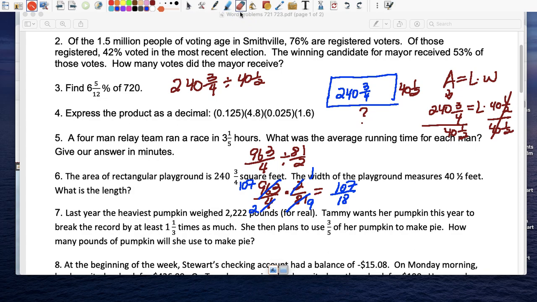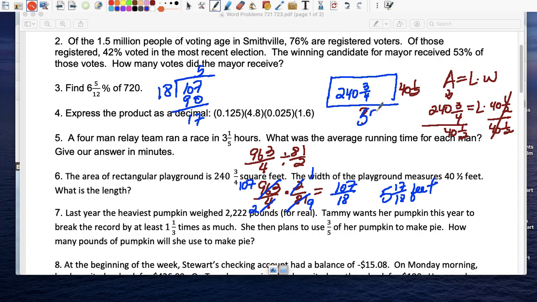Okay, so we're going to take that. Let me just get some room here. This is why you can't do this on this sheet, because there's just not enough room. So 107 divided by 18. You want to change that to a mixed number. What is that? 648. No, so it's going to be 5. 5 times 8 is 40. Carry 4. That's going to be 90. So we're going to have 17 left over. So it's going to be 5 and 17 over 18 feet. And that's what this length is. 5 and 17 over 18.